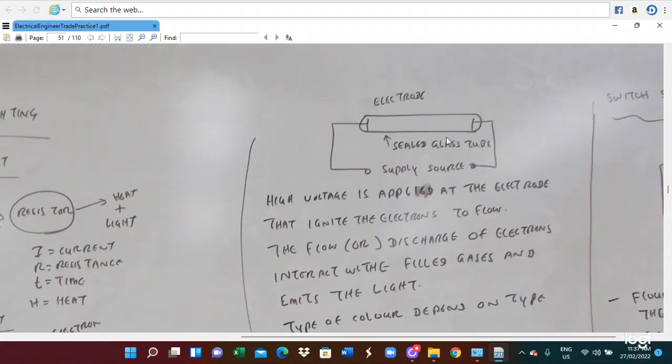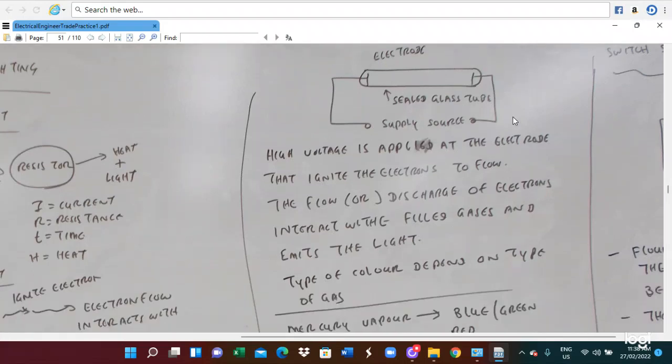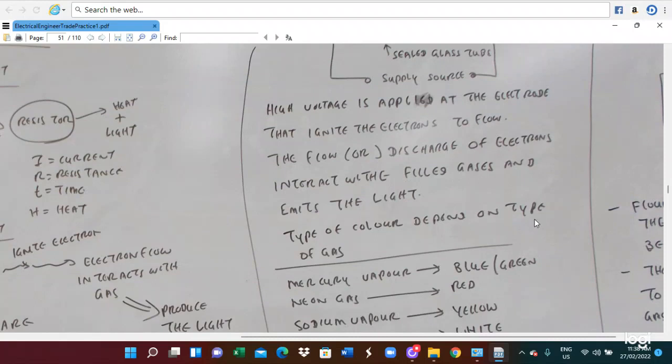So these are electrodes here. When the electric is connected, the electrons are produced from the electrode and they transfer from one electrode to another. Here is gas. They interact with the gas and produce the light. So the high voltage applied at the electrode ignites the electrons to flow. The electrons are discharged, interact with the free gas and emit the light.